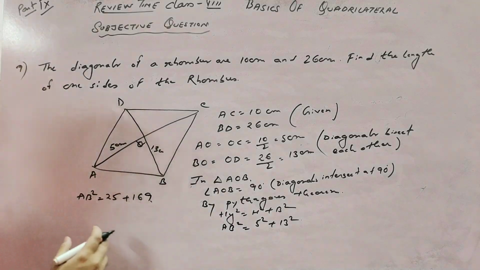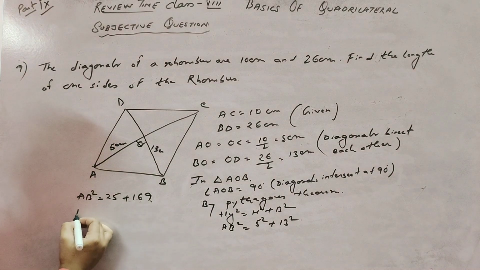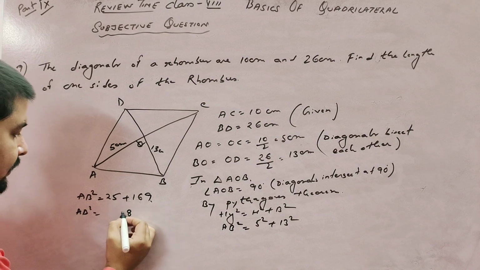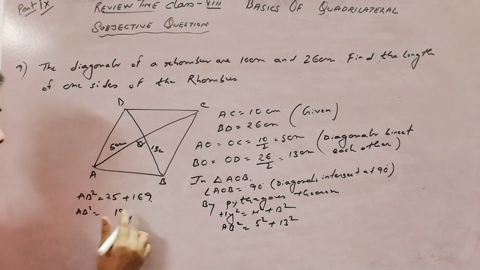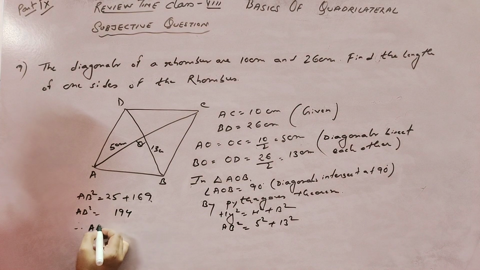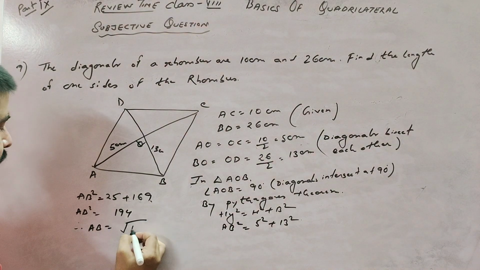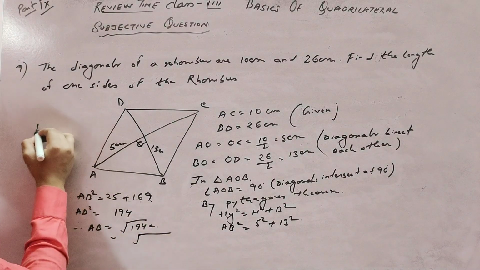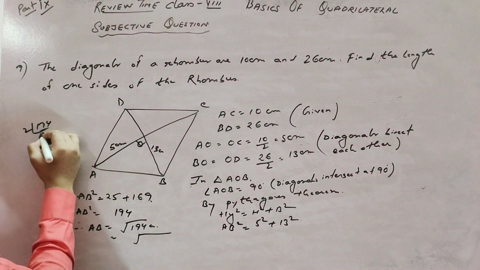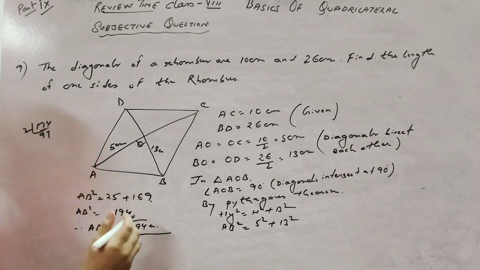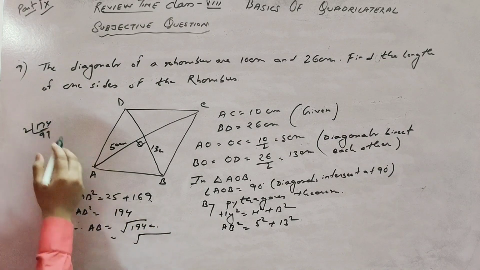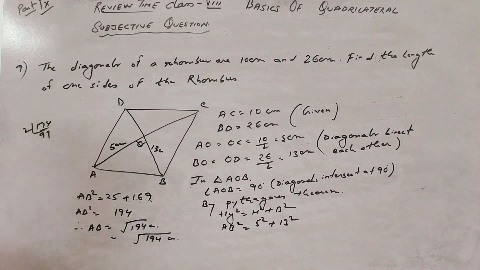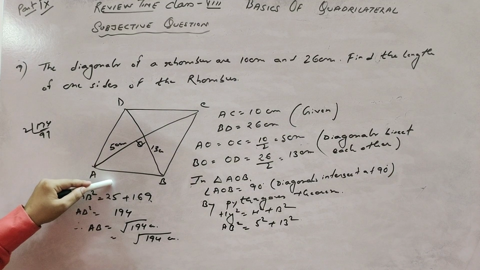So AB square equals 25 plus 169, that is 194. So therefore AB equals root under 194 centimeter. So one side of the rhombus is root 194 centimeter.